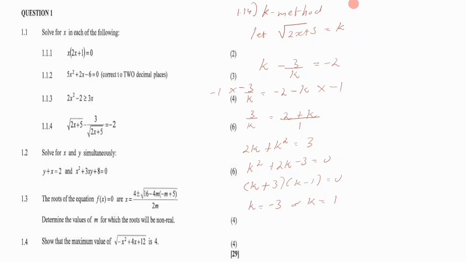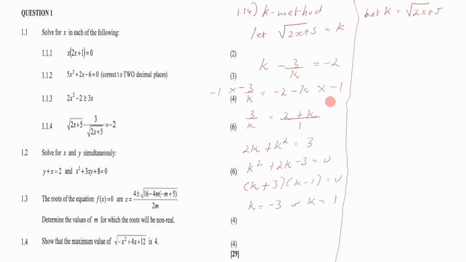Right. Now at this point we need to remind ourselves that the solution that we are trying to get here is not k. Remember, we are solving for x. So do not be carried away in this k method. You need to then remind yourself that we are not solving for k but for x. So you need to say, but k is equals to root 2x plus 5. Right. Remember, you changed it. You said let root 2x plus 5 be k. Now you need to come and remind yourself that k is that.